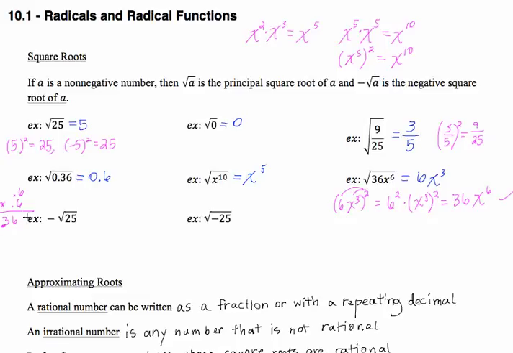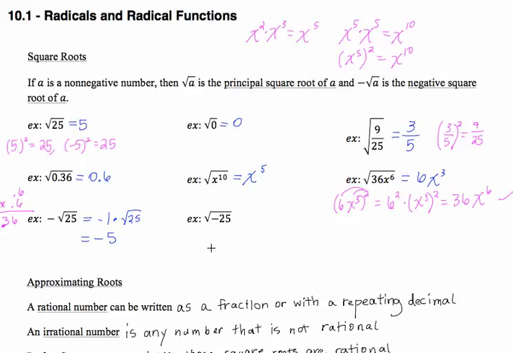Okay, this next one says the negative of the square root of 25. The negative is not under the radical. This really means negative 1 times the square root of 25. That's another way to think of it. So you find the square root of 25, which is 5, and multiply that times negative 1 to get negative 5.